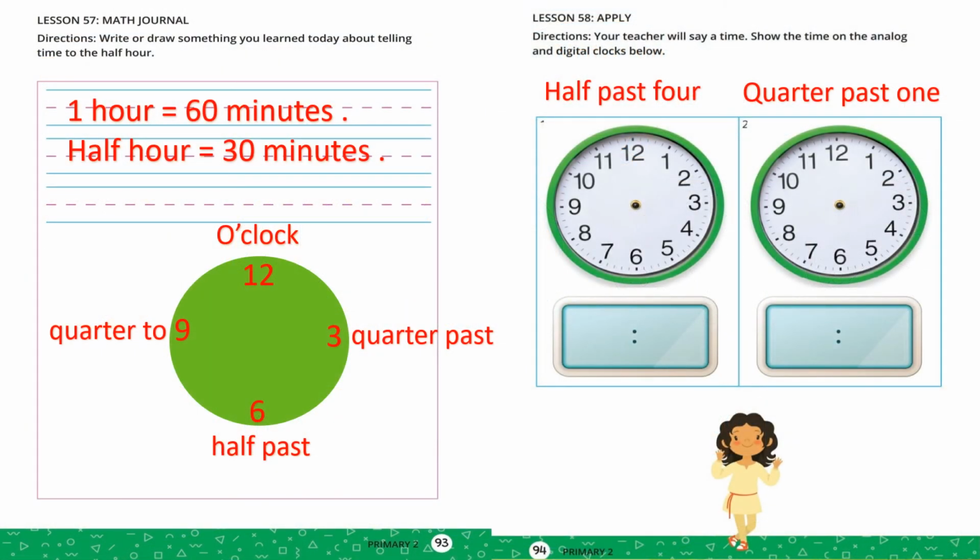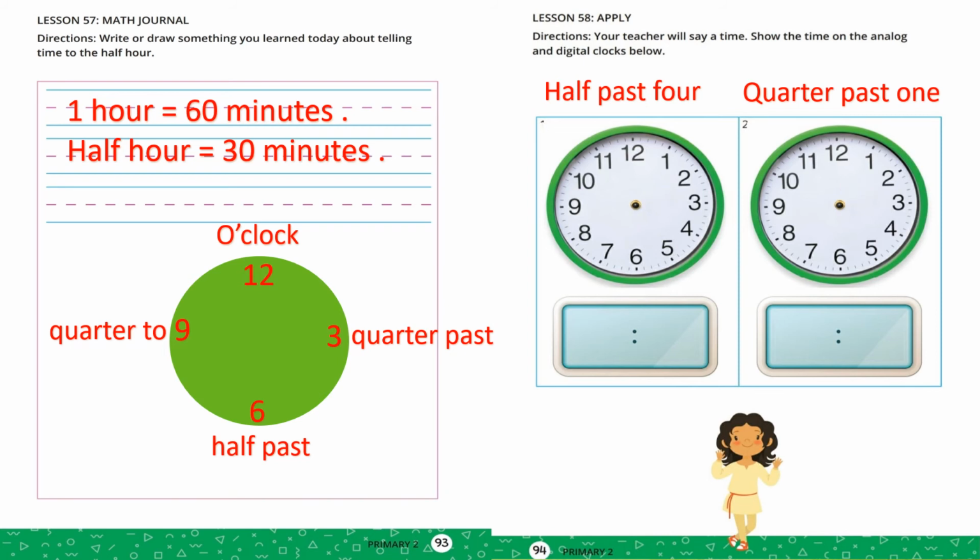Now open page 93 and 94. Our math journal. Write or draw something you learned today about telling time to the half hour. We learned that 1 hour equals 60 minutes. Half hour equals 30 minutes. And we learned that when the long hand on 12, it tells me o'clock. When the long hand on 3, it tells me quarter past. On 6, half past. On 9, quarter to.